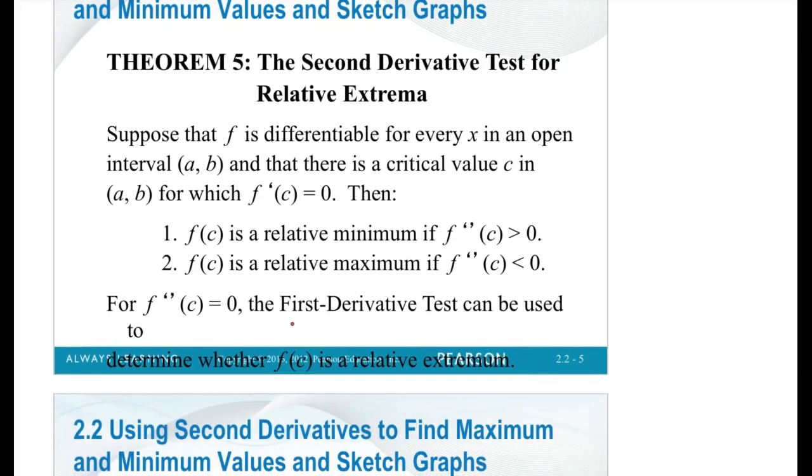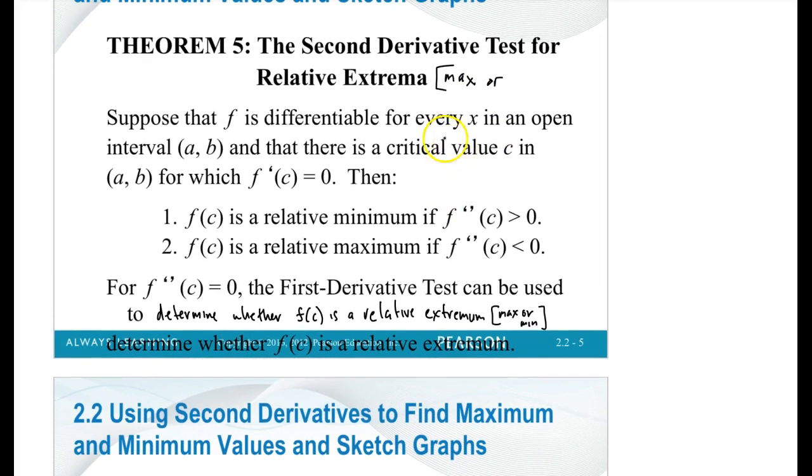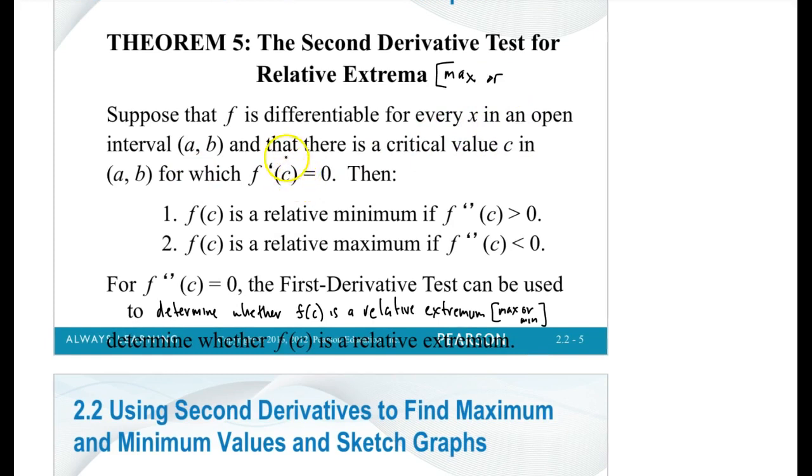Then that leads us to theorem 5, which is actually the test. Go ahead and take a look at that real quick as you read before I discuss. So the second derivative test for relative extrema; again, extrema means max or min, could be either one. Suppose f is differentiable for every x in an open interval. So again, the function has a derivative, and there is a critical value, just like we found in 2.1, for which f prime of c equals 0.